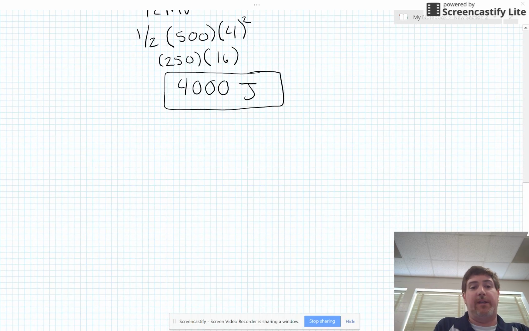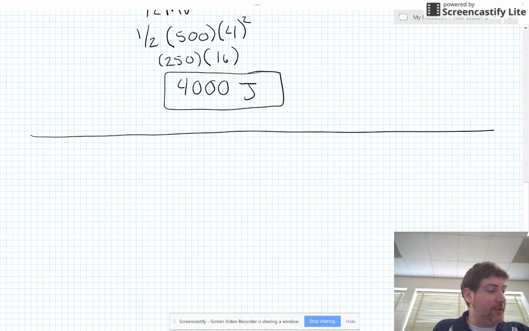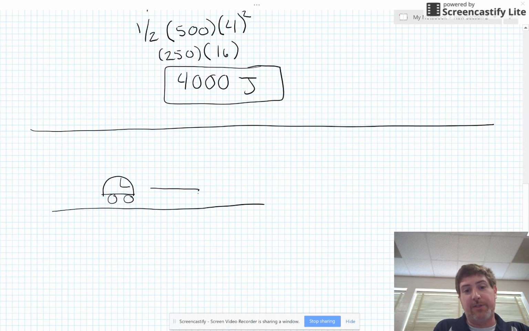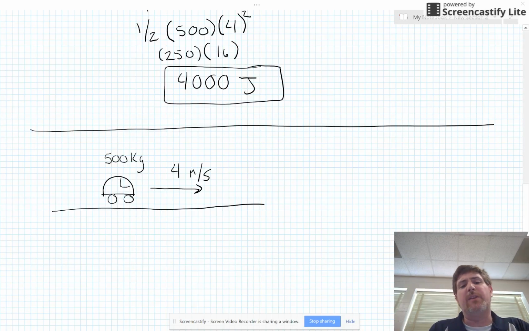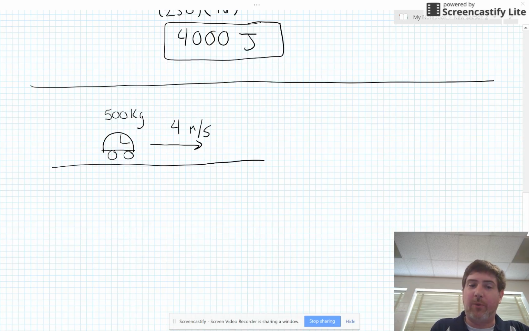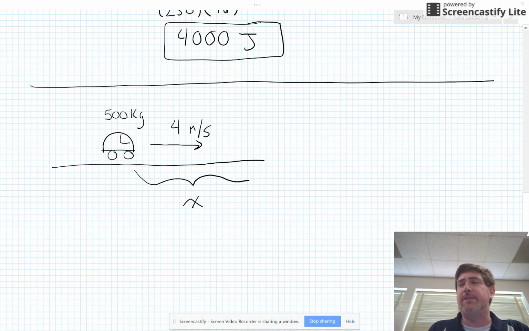Or if you know the work, you can do it this way. So remember, work can be positive or negative. So suppose we had a car that was moving at 4 meters per second. So the car is still moving this way at 4 meters per second. And it's still got a mass of 500 kilograms. And they slam on the brakes. How far is it going to take it to stop? How far is it going to slide before it stops? So what we're looking for is x. We're looking for the distance. But what do we know? We know the velocity. We know the mass. So we can get the kinetic energy.